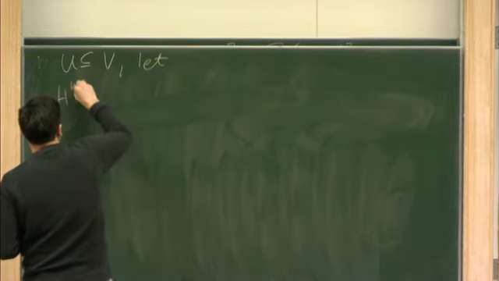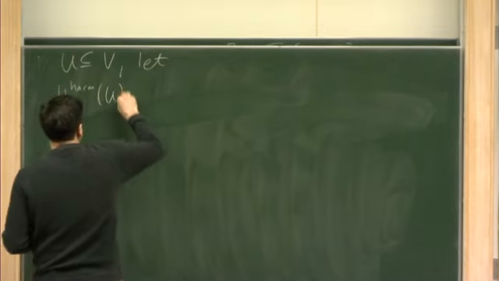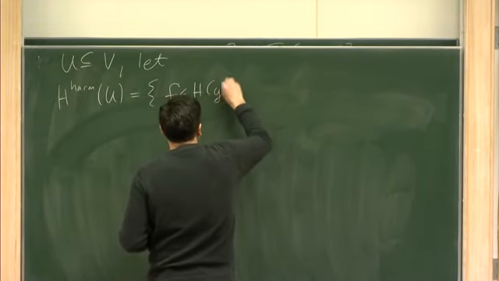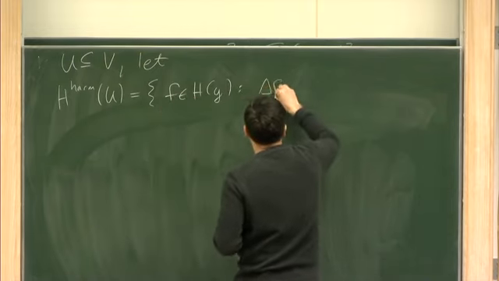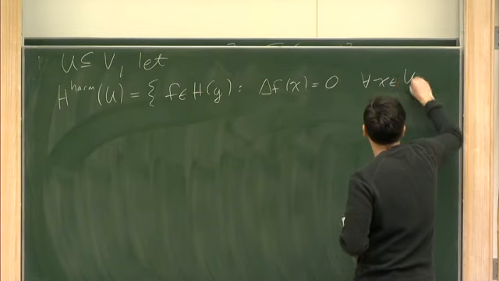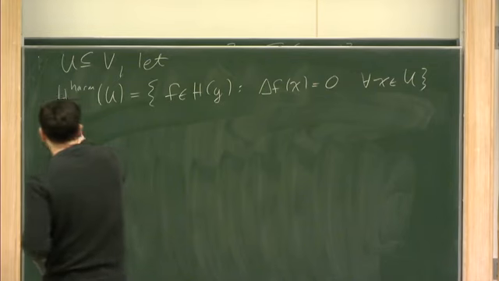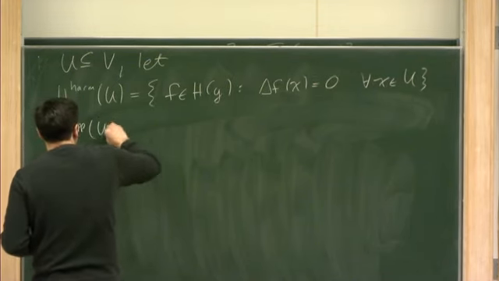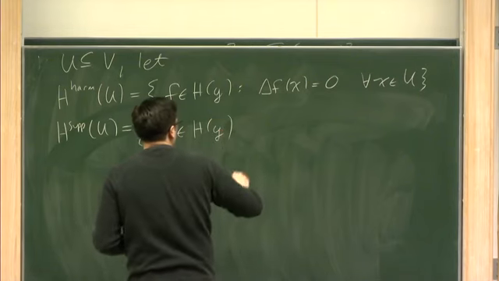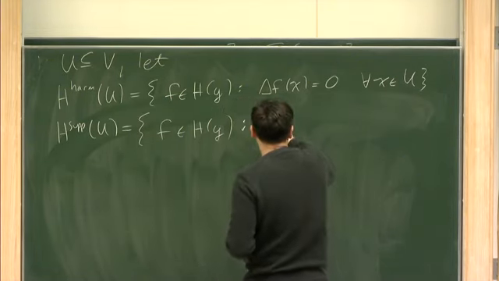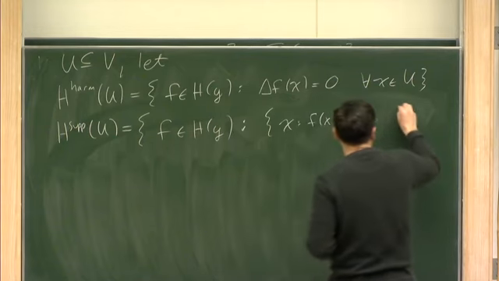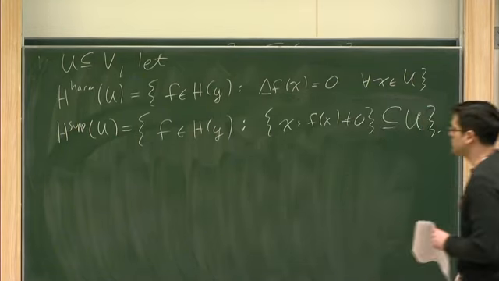I'm going to let H superscript harm of U be the set of functions on the graph which have the property that they are harmonic in U. So the Laplacian is equal to 0 at all points x in U. And I'm going to let H sup of U be the set of all functions on the graph such that their support is contained in U. So the set of all x such that f of x is not equal to 0 is a subset of U. Okay.